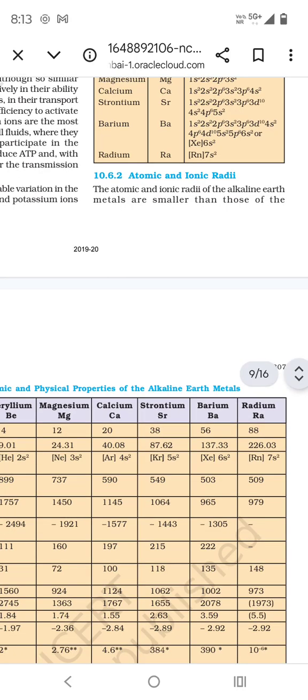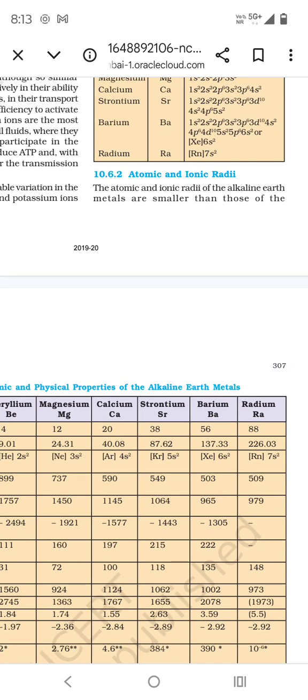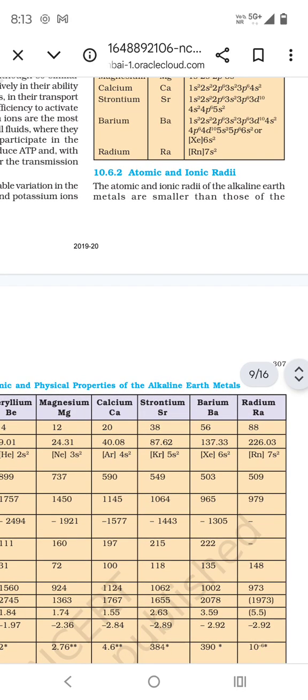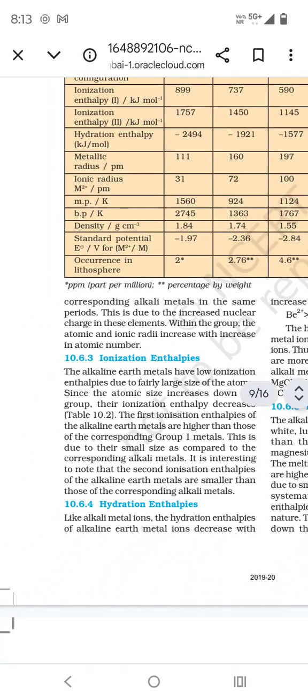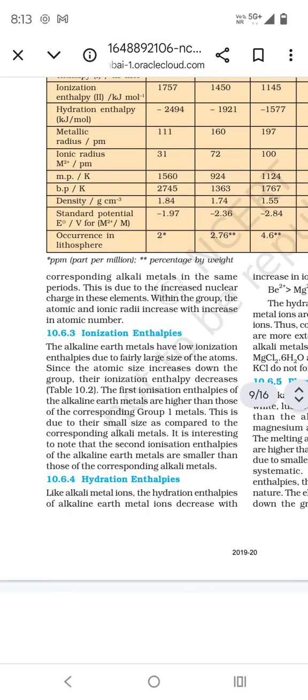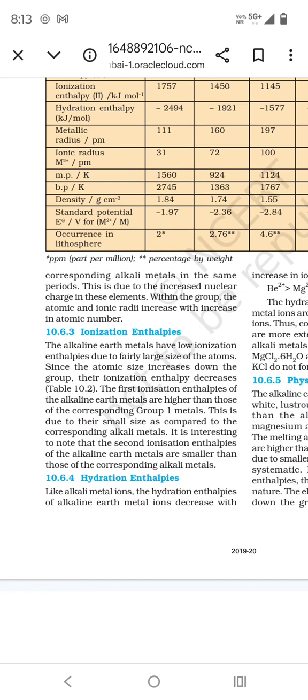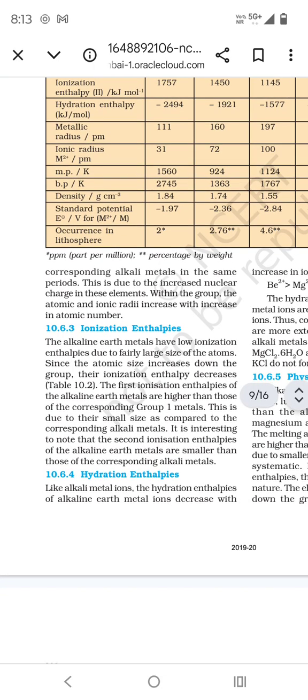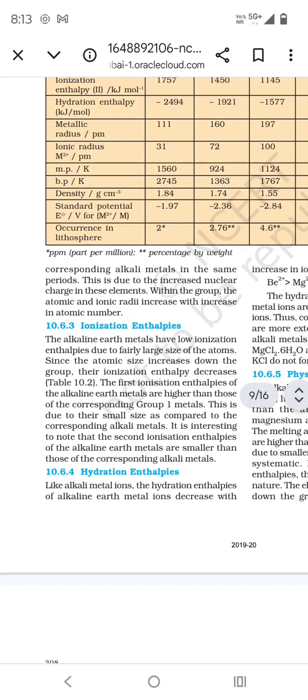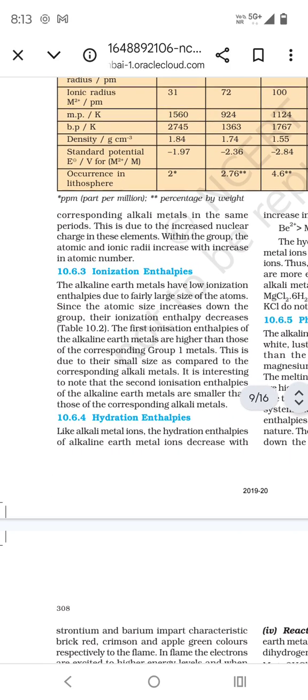Atomic and ionic radii. The atomic and ionic radii of alkaline earth metals are smaller than those of the corresponding alkali metals in the same period. This is due to the increased nuclear charge in these elements. Within the group, the atomic and ionic radii increase with increasing atomic number.